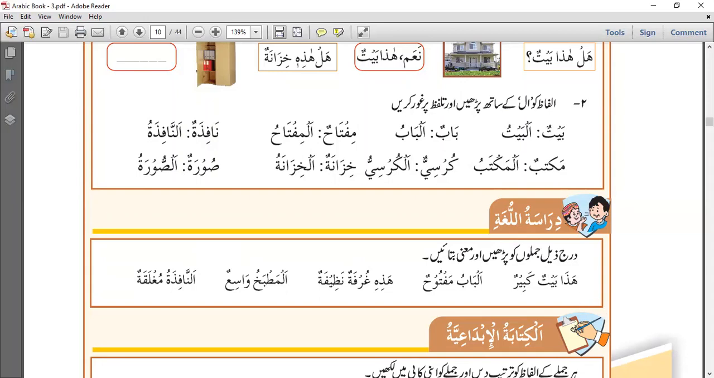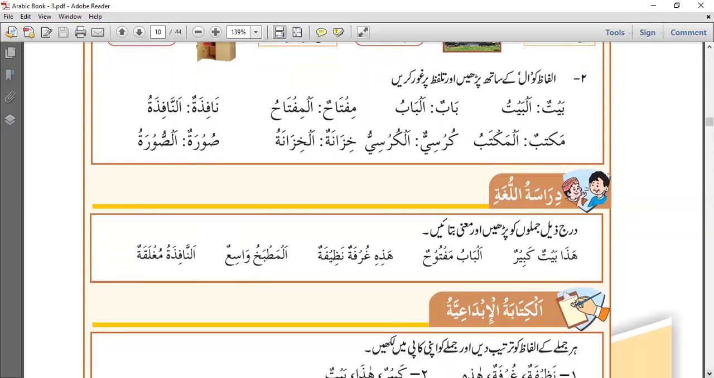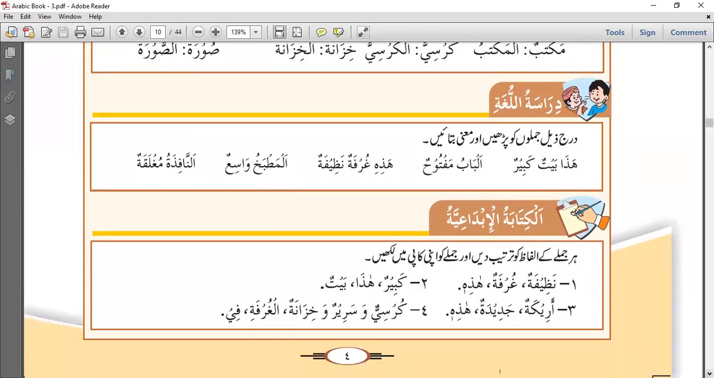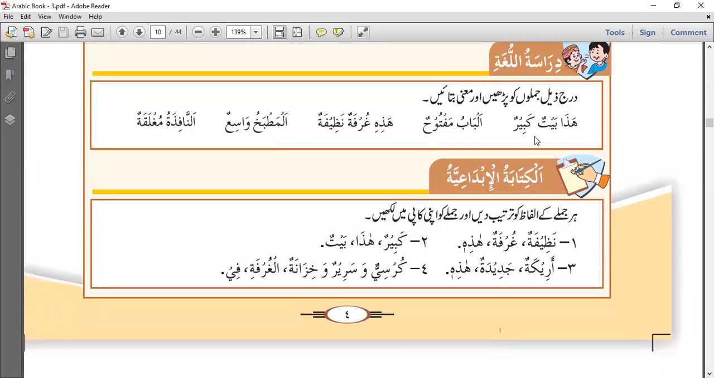Now we will read the next sentences. Hadha baytun kabirun, this is a big house. Al babu maftuhun, the door is open. Hadhihi ghurfatun nazifatun, this room is clean. Al matbahu wasi'un, the kitchen is big, or this is a big kitchen. An-nafizatu mughlaqatun, the window is closed.